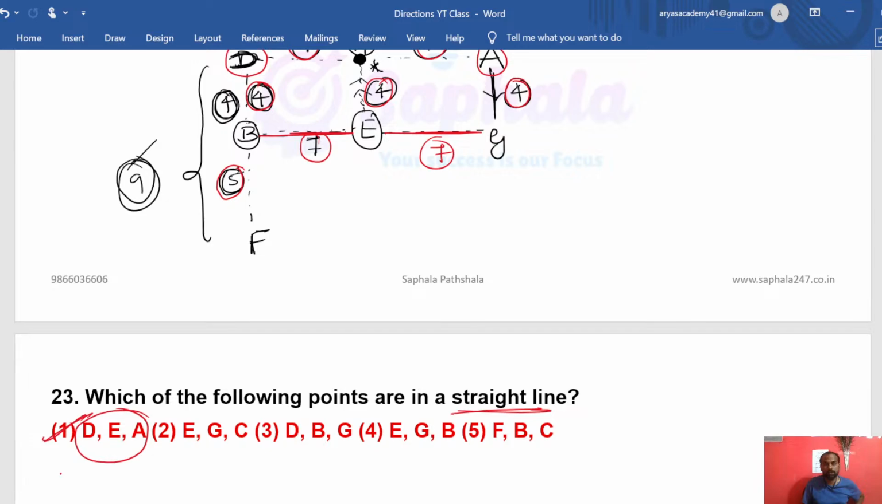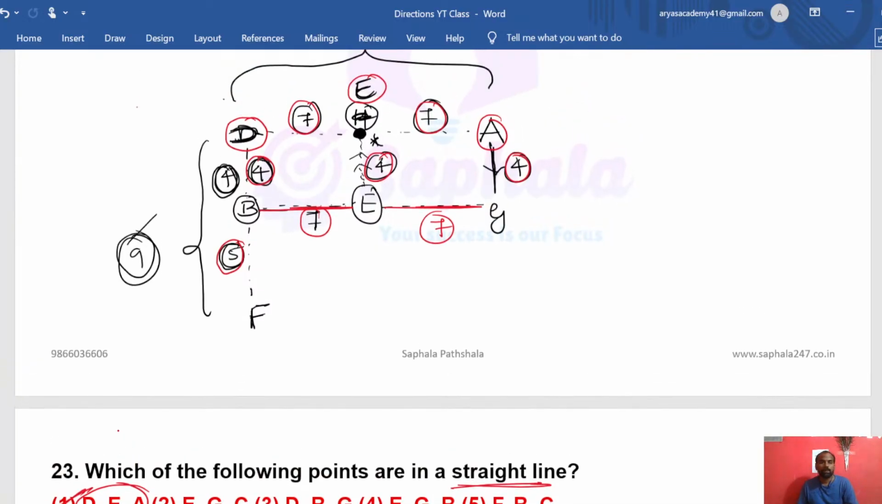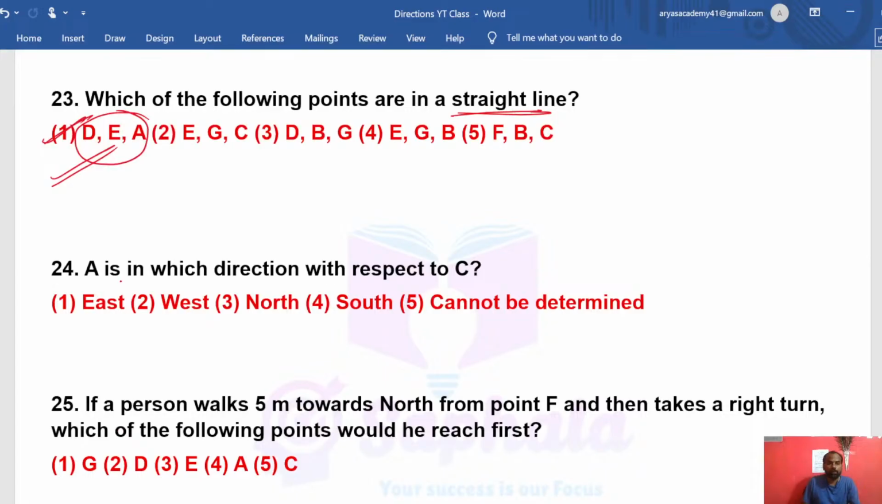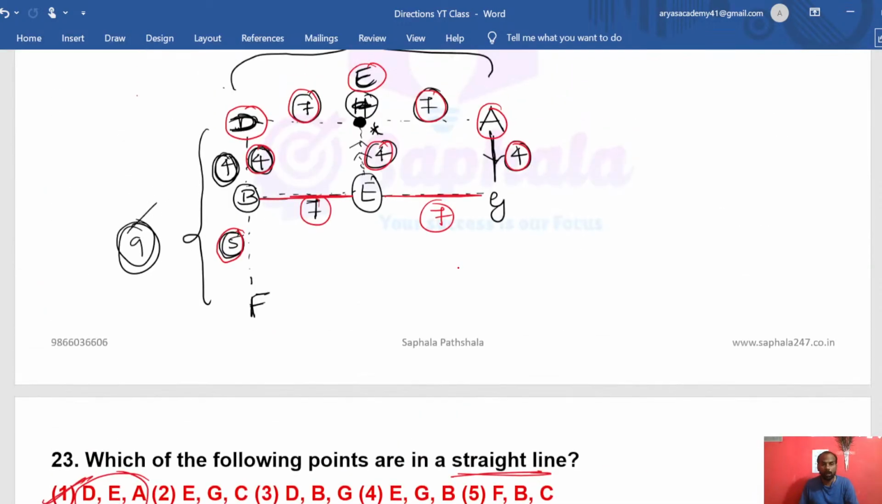So this is the appropriate or right answer for the given question. You can check the answer, the other 4 options will be wrong. Then question number 24. A is in which direction from C? When you look from point C, what will be the direction of A?